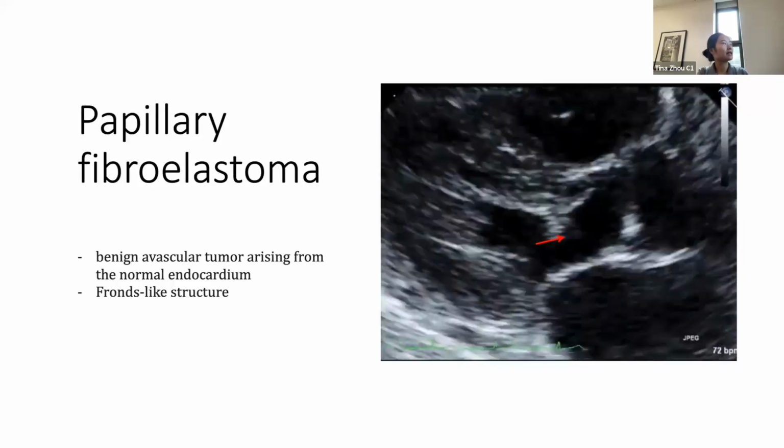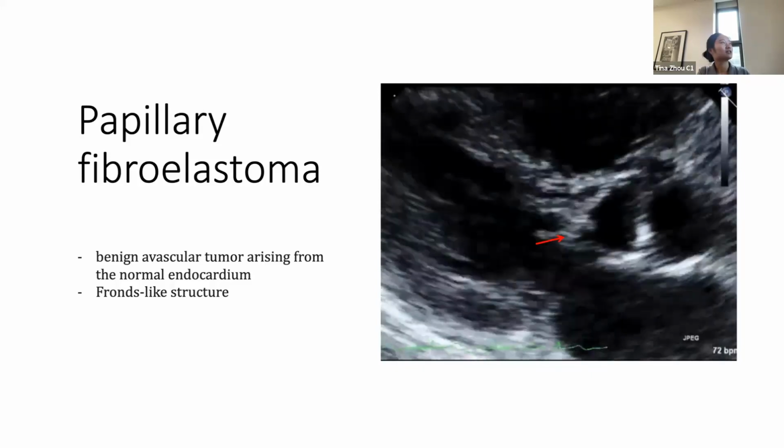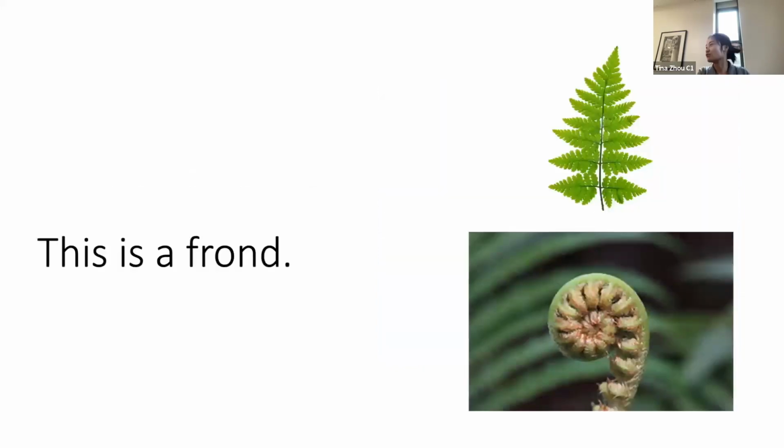It's typically described as a frond-like structure, which confused me because I don't know what a frond looks like, and this is a frond. It's basically just palm, fern leaves, and this is a baby frond. To be honest, I think that fibroelastoma looks more like this one, but this is what the frond is.